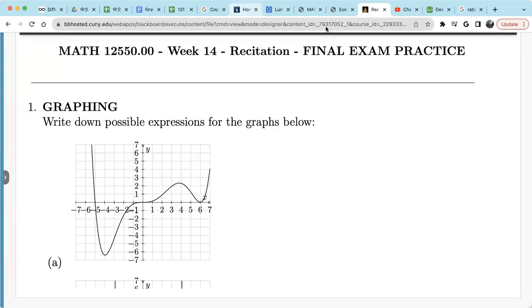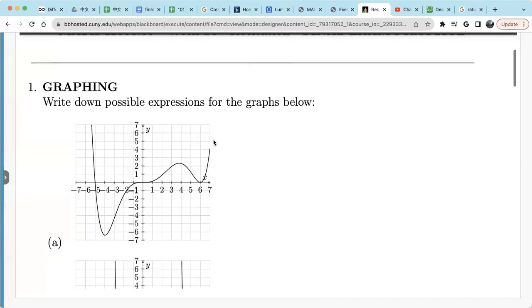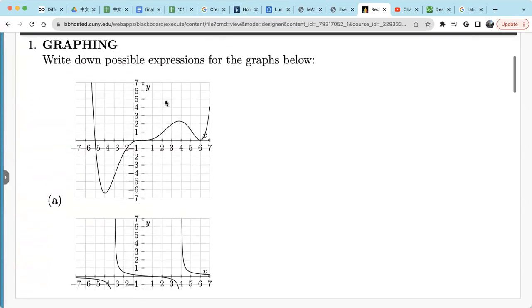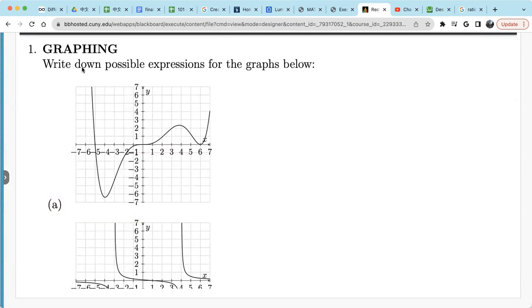Okay, this is the last recitation we missed. So I'm going to talk about here. This is also for your final exam practice. So the first question is graphing.